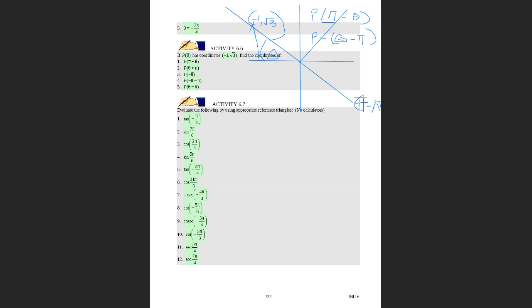Then here is going to be minus into bracket theta minus pi. So for number 1, our point is going to be, in this point, both x and y are positive. So our point is going to be 1 and square root of 3.